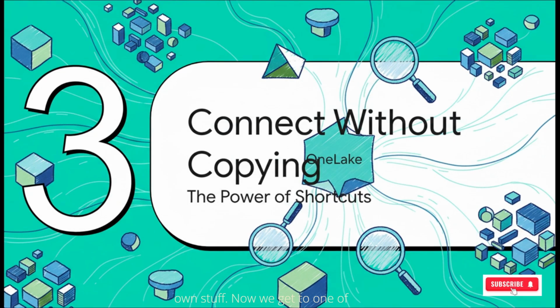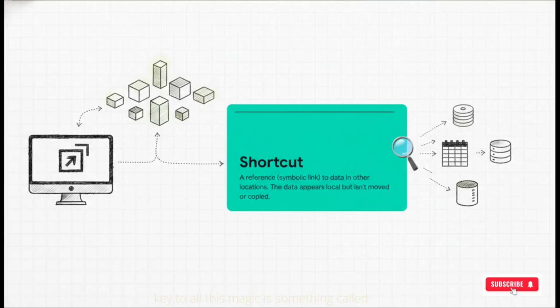Now we get to one of the most powerful features in OneLake, and I gotta say, it feels a little bit like magic. This is all about the ability to access and analyze data without ever having to move or duplicate it. And the key to all this magic is something called a shortcut. The easiest way to think about this is like a shortcut to an app on your computer's desktop. The icon is sitting right there on your desktop, but the actual program lives somewhere else on your hard drive, right? Well, shortcuts in OneLake do the exact same thing for data.